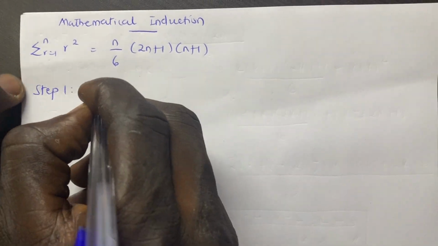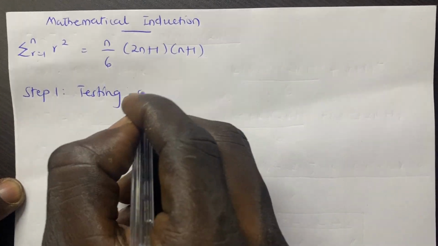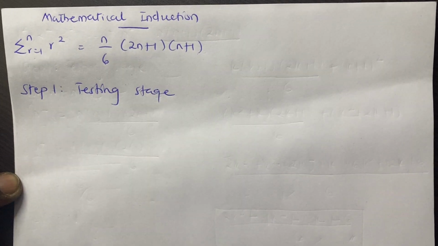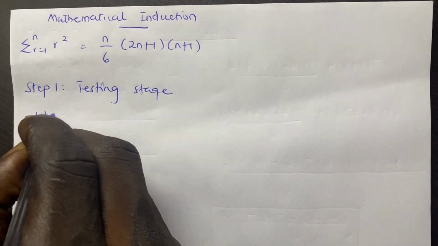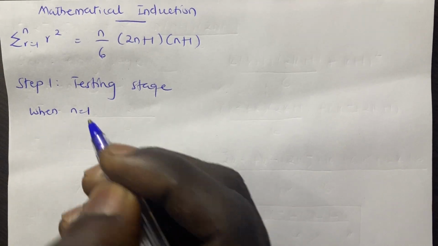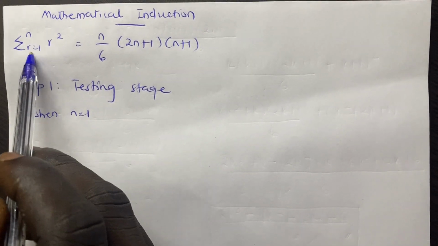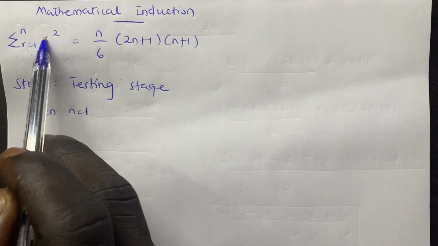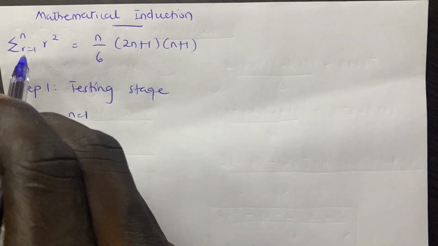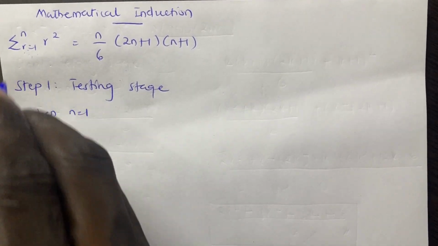So step one, which is the testing stage, we are going to test this, right? So when n is equal to 1, mind you, already they've given to you here that r is equal to 1. So we are not worried about r, we are worried about n. So when n is equal to 1, we already know that r is 1.